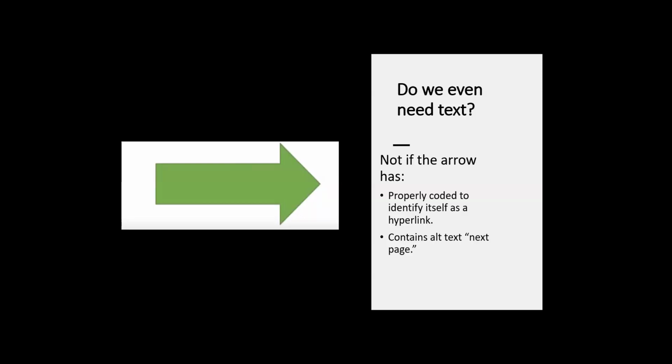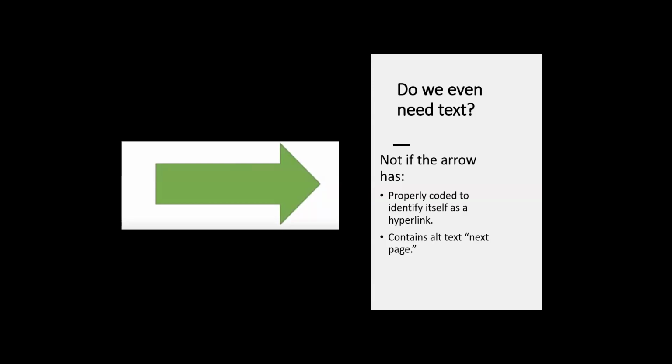And I believe that the answer is no. We can still keep this arrow green. We just don't specifically state that it is. And so if it is properly coded to identify itself as a hyperlink, an object hyperlink, and if the alt text in that image says next page, then a person who uses a screen reader is going to automatically know that that's what they're supposed to do. They're supposed to select that green arrow as a means of navigating to another page.